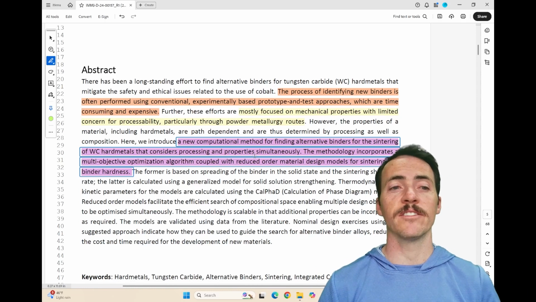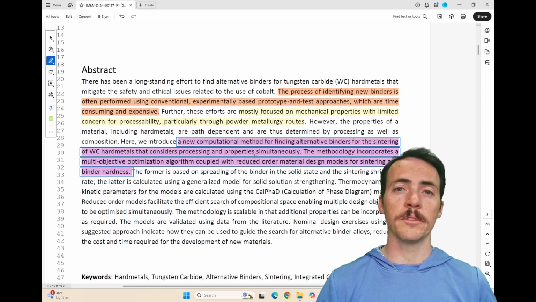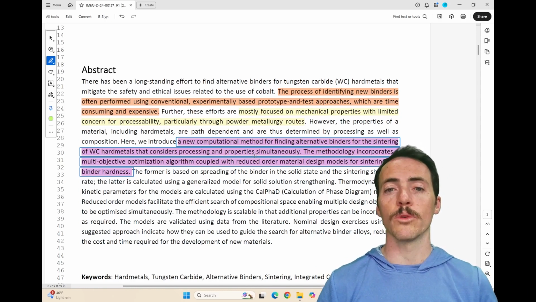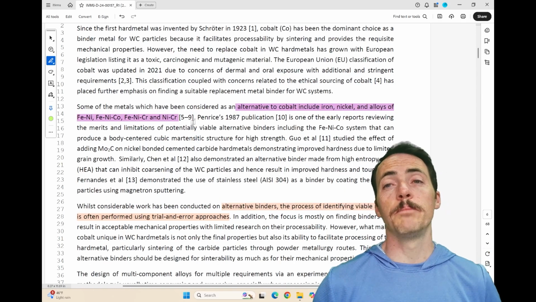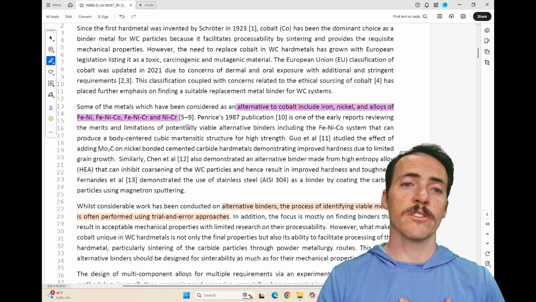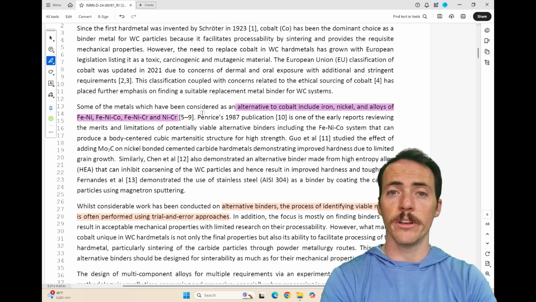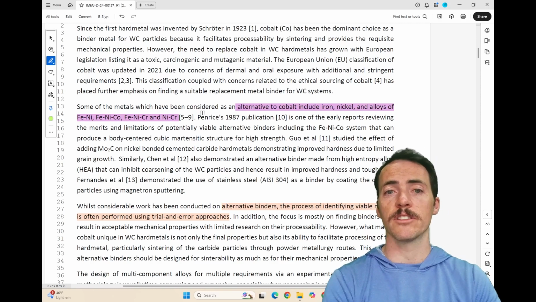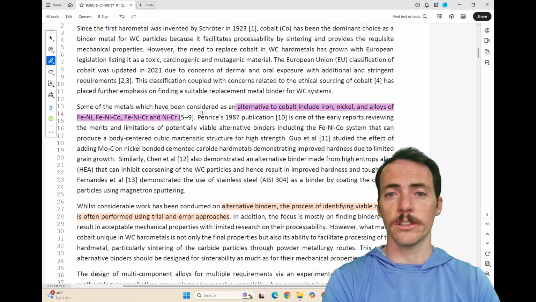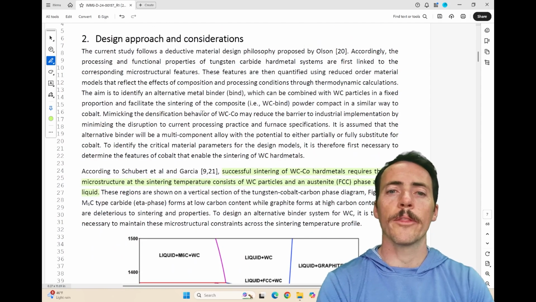The way they do that is going to be with multi-objective optimization, coupled with reduced order models based off of thermodynamic and kinetic properties. Now, this work does build on some previous work. For example, references 5 through 9, they identify a number of different alternatives to cobalt, iron, nickel, and alloys of the same that have been explored in this 1987 publication. So let's talk more about their approach.